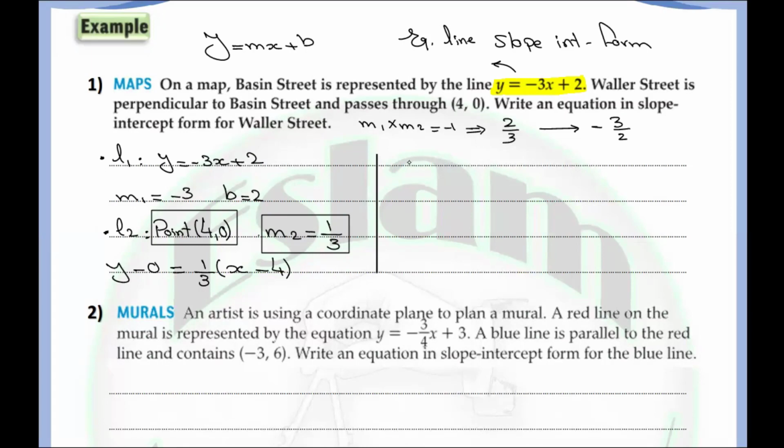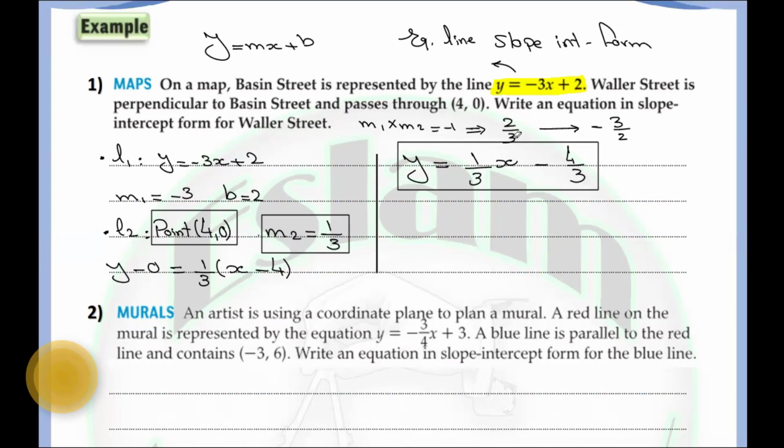Can we simplify this one? y minus 0 equals y. 1 over 3 times x is 1 over 3x. 1 over 3 times negative 4 is negative 4 over 3. And this equation is in slope intercept form. Any problem for this one?